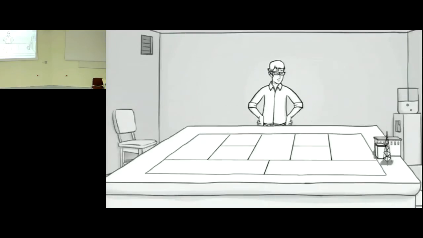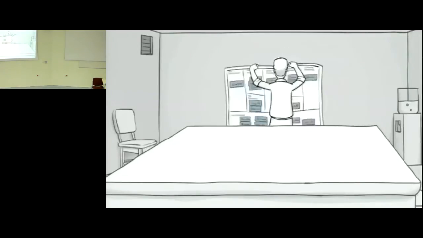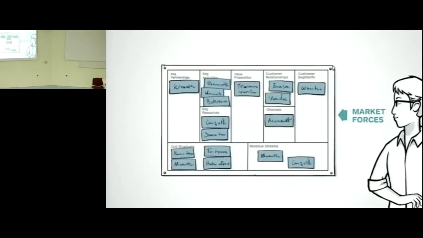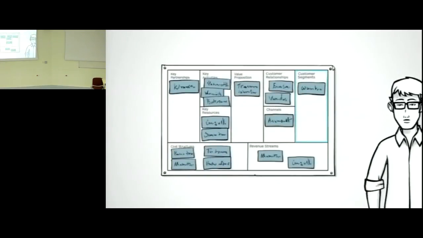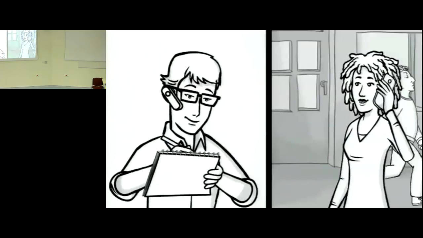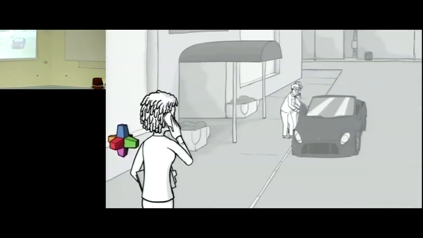Let's see how mapping the environment will affect the Boomer travel agency model. On the right, you'll map market forces, everything related to the customer segments you've selected. Ask yourself, which other segments are there? Which ones are the most lucrative?